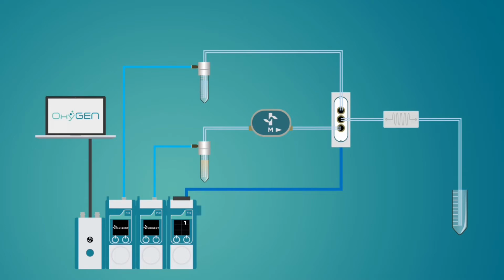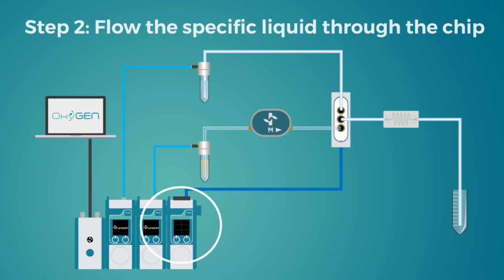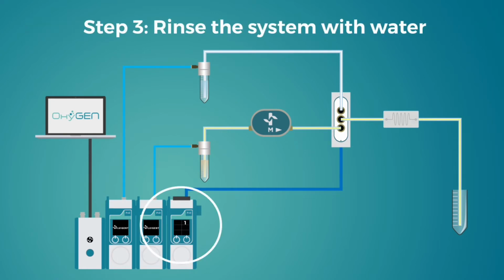We want to automate the experiment in the following way. First, we pressurize the water reservoir with the first flow easy to prime the system. Second, we switch the valve position, set the flow rate on the flow unit, and let our specific fluid flow through the chip for 30 seconds. Third, we switch the valve back to water and rinse the system.